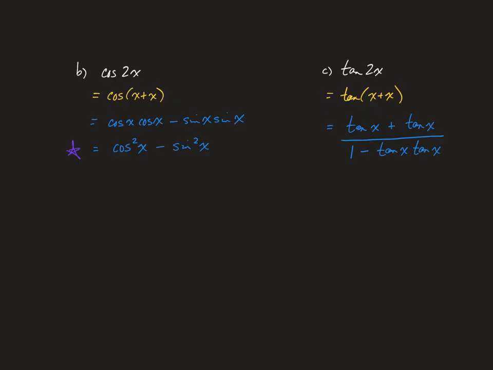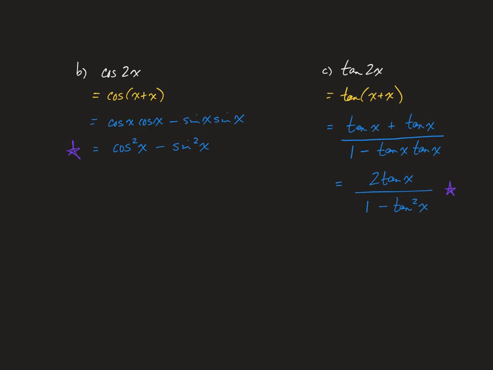And if we have that, then we can go through and we can simplify. On the top, you have tan x plus tan x, so we have two tan x's. And on the denominator, you have a tan x times a tan x. That would be our tan squared. So this is the version. There is our double angle identity for tan.